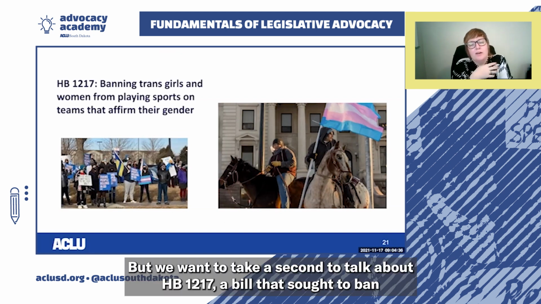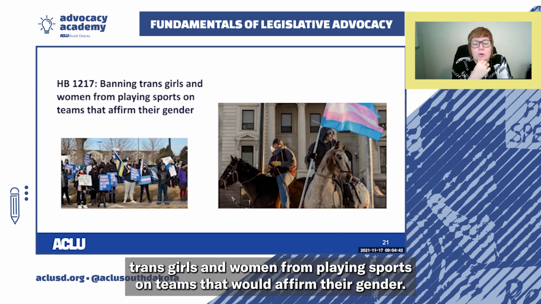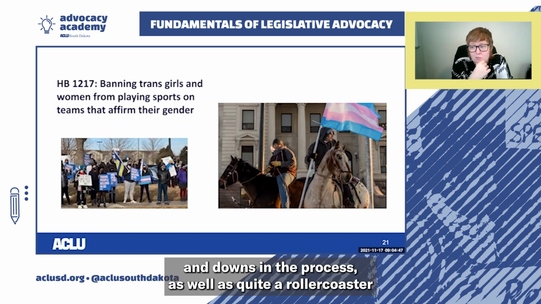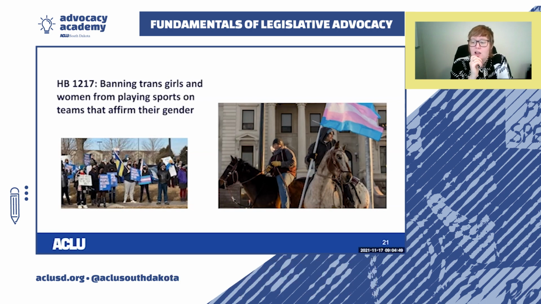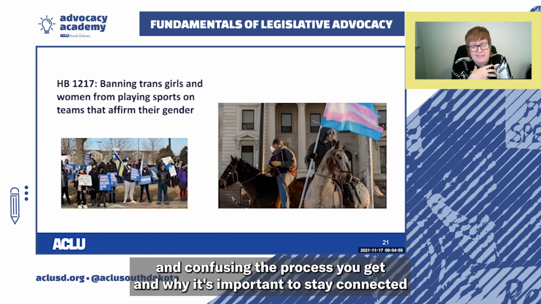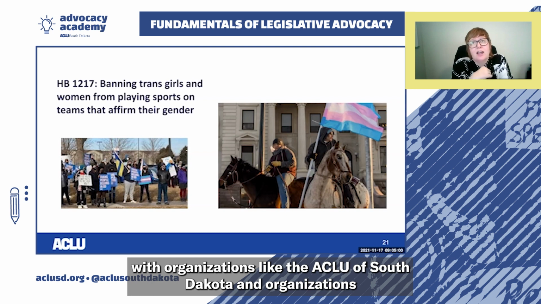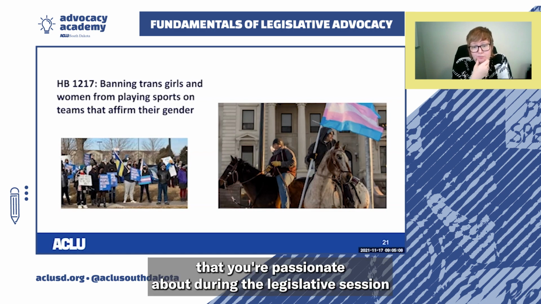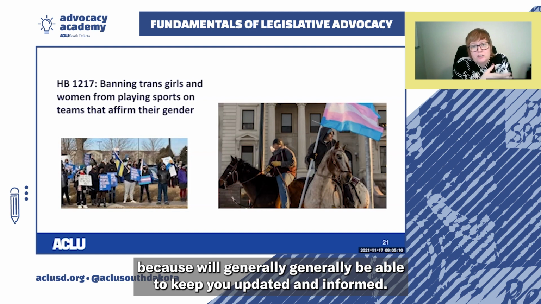But we want to take a second to talk about HB 1217, a bill that sought to ban trans girls and women from playing sports on teams that would affirm their gender. And this was a bill that had a lot of ups and downs in the process as well. It was quite a roller coaster. And I wanted to talk about this one because I wanted to show how kind of weird and confusing the process can get and why it's important to stay connected with organizations like the ACLU of South Dakota and organizations that are following closely and acting on issues that you're passionate about during the legislative session, because we'll generally be able to keep you updated and informed.